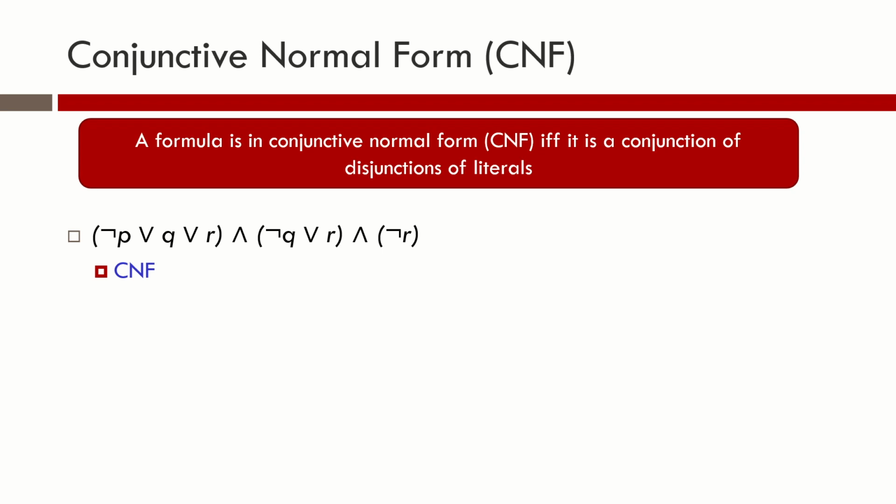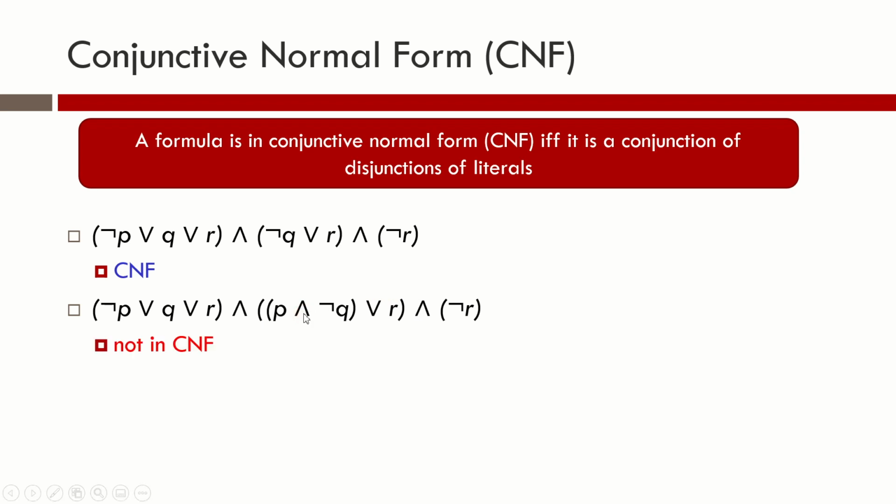Now let us see another formula. Is this in conjunctive normal form? See here you have only disjunctions, so it is okay. And it is connected using a conjunction, that is also okay. And coming to this component, you have a conjunction, right? This is not possible in CNF. In CNF, you should have only disjunctions, and disjunctions should be connected using conjunctions. So since we have a conjunction here, this is not in CNF.